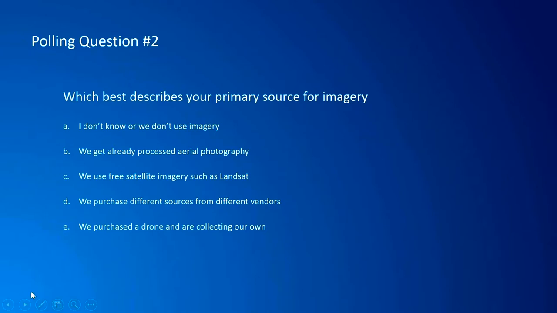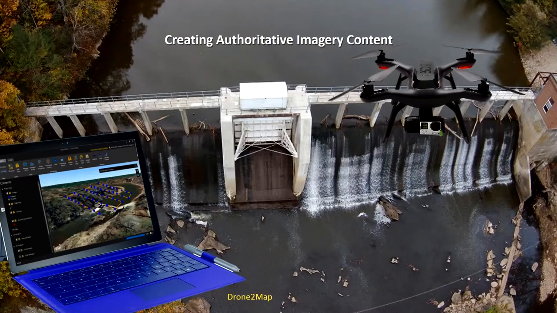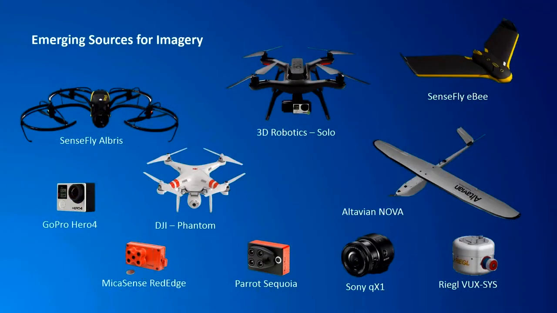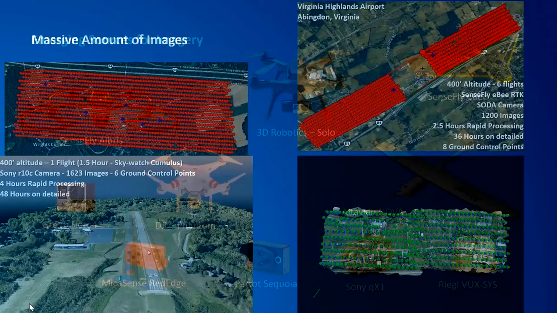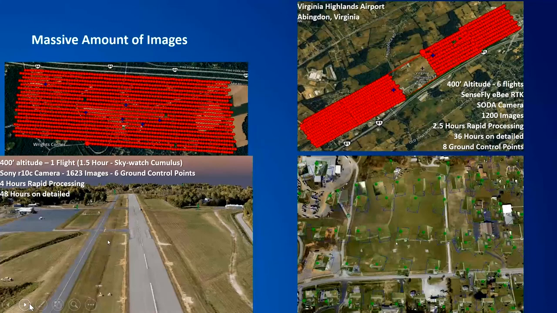So let's keep going a little bit further into our presentation, and we'll actually talk about this whole effort of going out and creating authoritative imagery content for your GIS. And we're going to talk about this in terms of drones, but what we'll see as we go through the presentation is that the software that we're developing works with drone information, or imagery from drones, but it also works with multiple sources as well. And we'll talk about the two different packages that we're working with to support these different sources of imagery that we have.